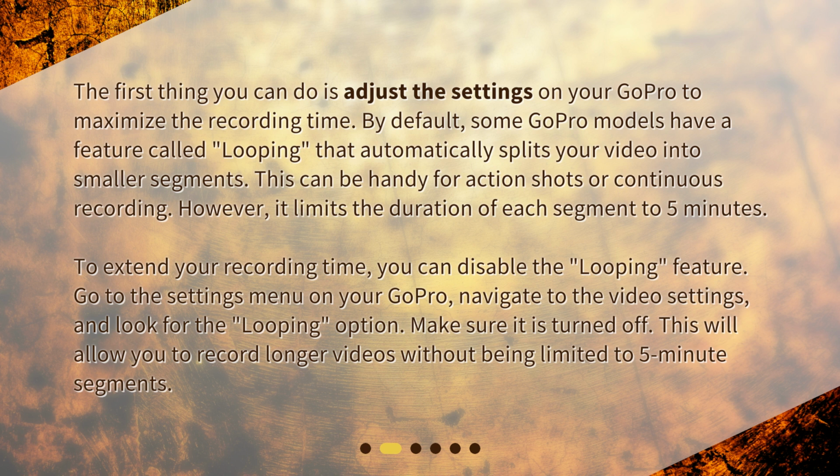To extend your recording time, you can disable the looping feature. Go to the settings menu on your GoPro, navigate to the video settings, and look for the looping option. Make sure it is turned off. This will allow you to record longer videos without being limited to 5-minute segments.